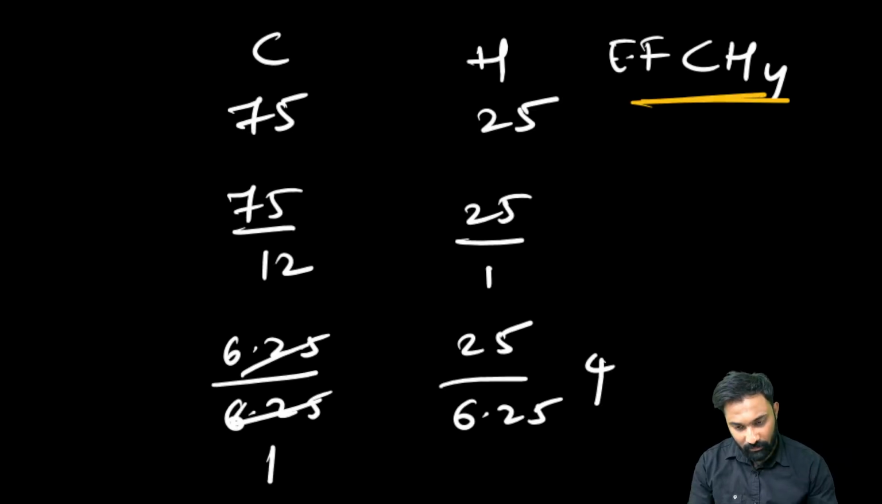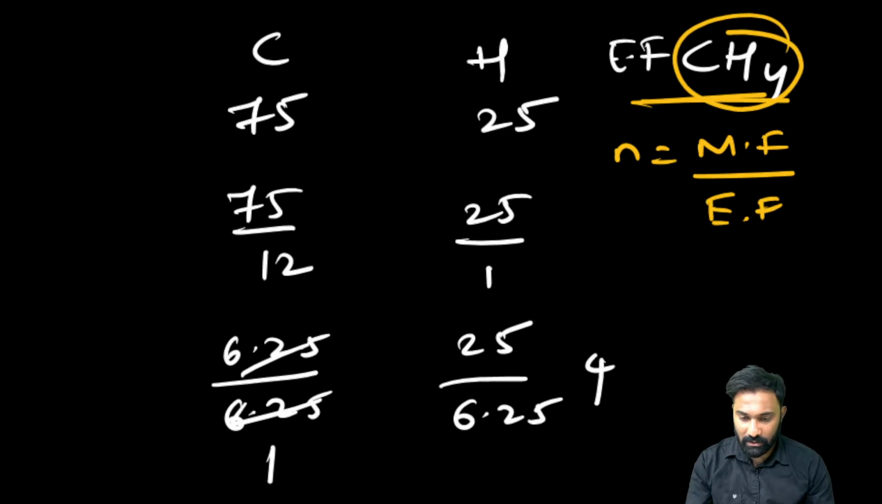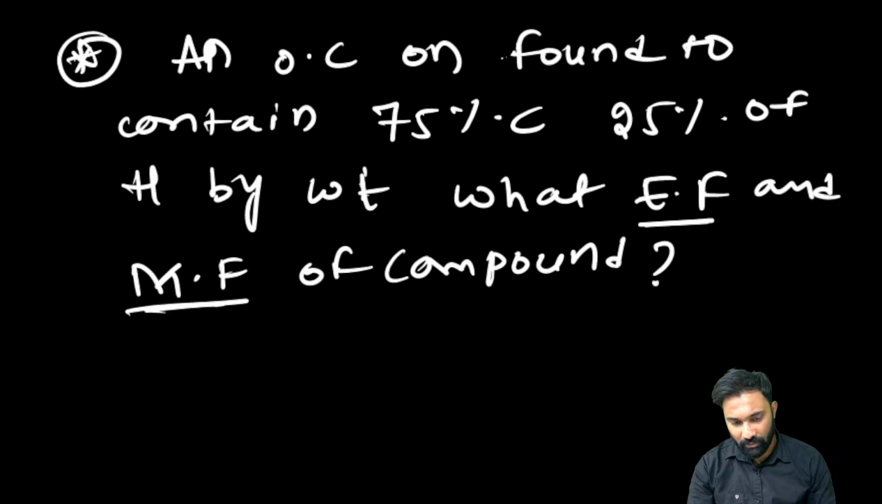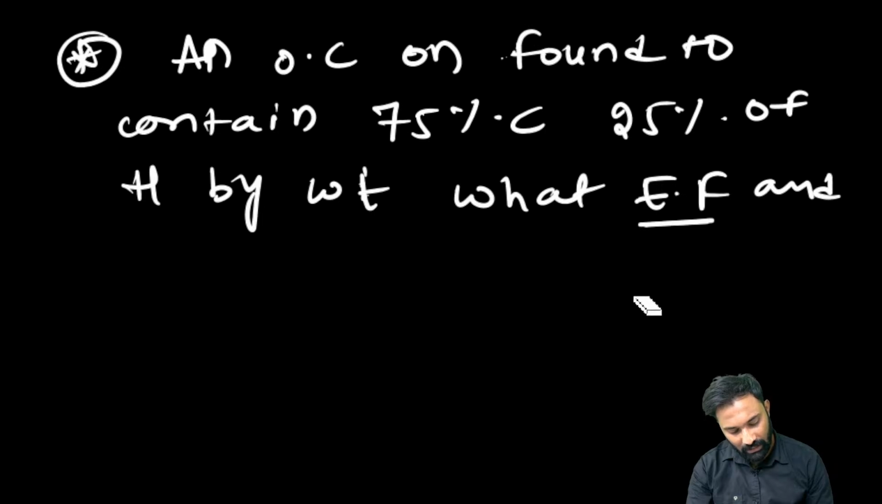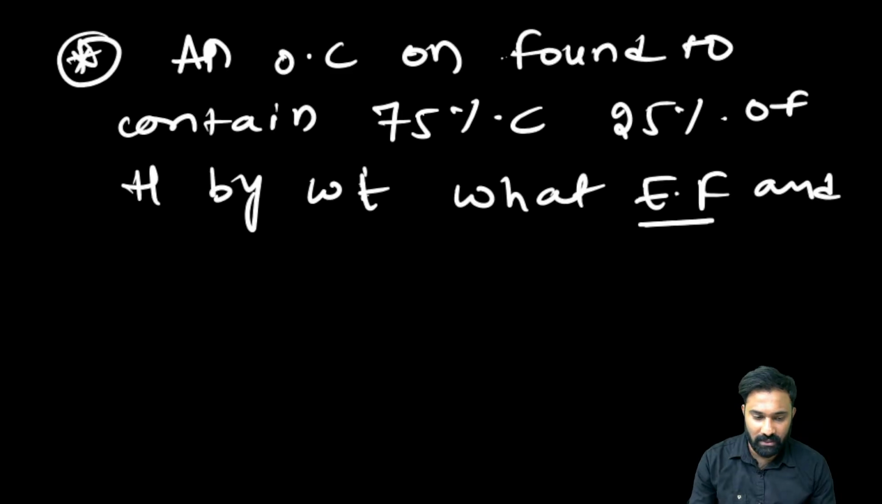To find the molecular formula, the n value is needed, which requires the molecular weight, and they have not given it. The empirical formula we got is CH4. But did they give the molecular weight in the question? If they have not given the molecular weight of any organic compound, then we cannot find its molecular formula. Only the empirical formula we can find. Okay, my dear friends, I hope this is clear for you.